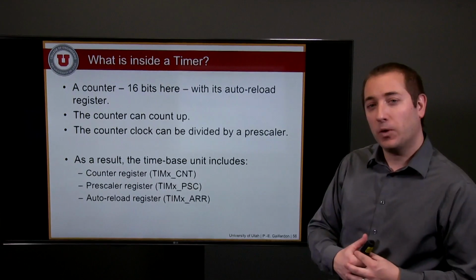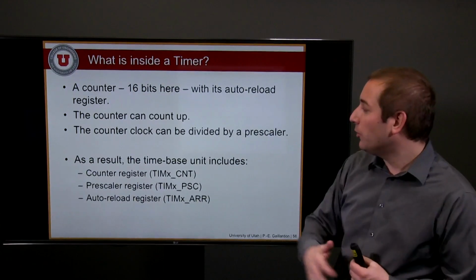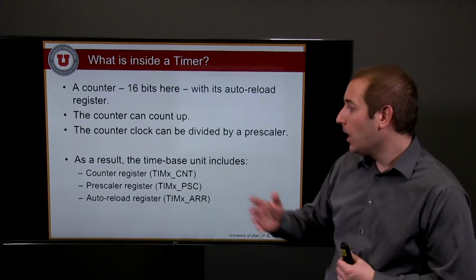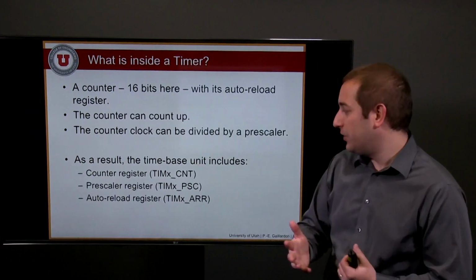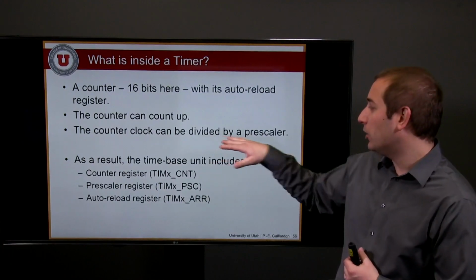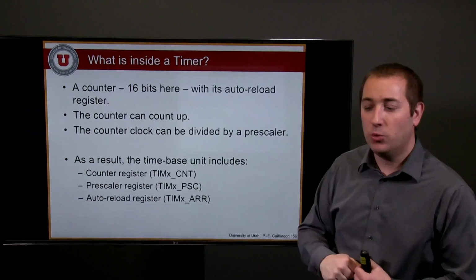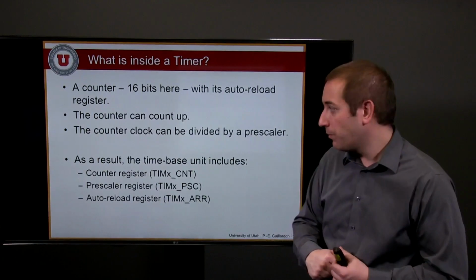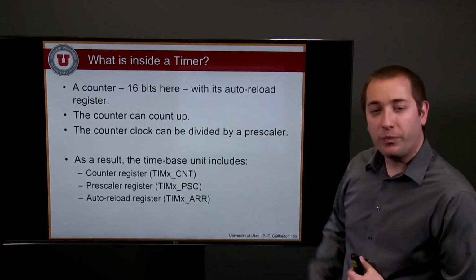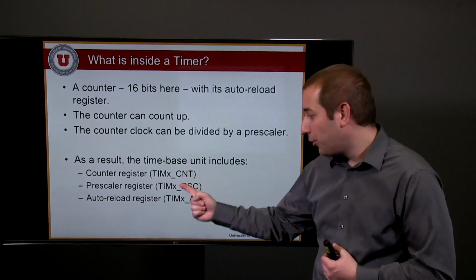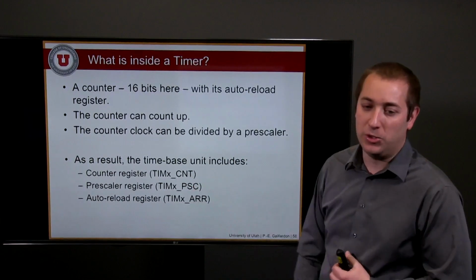So as I said, a timer is built around a counter, 16-bit here, with some auto-reload register. The counter can count up or down, as a matter of fact, and the counter clock can be divided by a prescaler. Those are the common features you will always find in timers. As a result, based on all those elements, the time base unit will include the following three parameters.